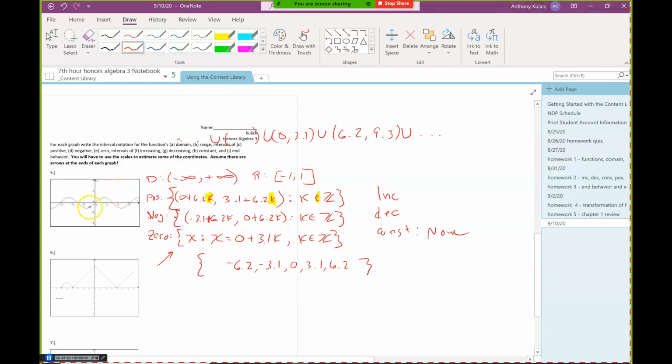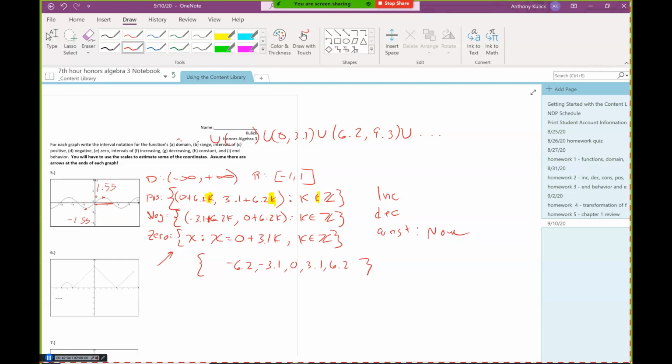So, for example, my first increasing part maybe is this section here. Let's use that one. Okay with that? So I would say that goes from like negative 1.55 to positive 1.55. I picked that because 1.55 is halfway in between 0 and 3.1. 0 to 3.1 is there. So the top of that looks like it's halfway in between.